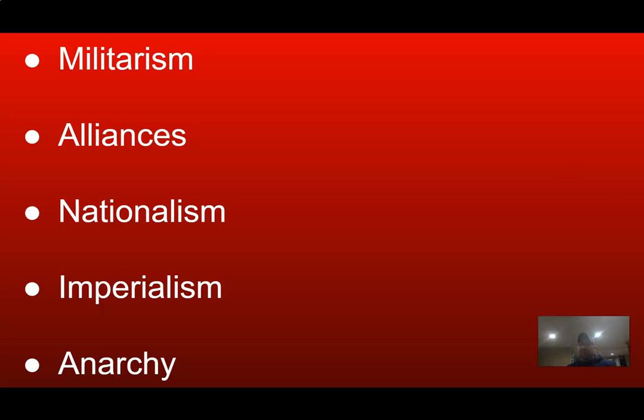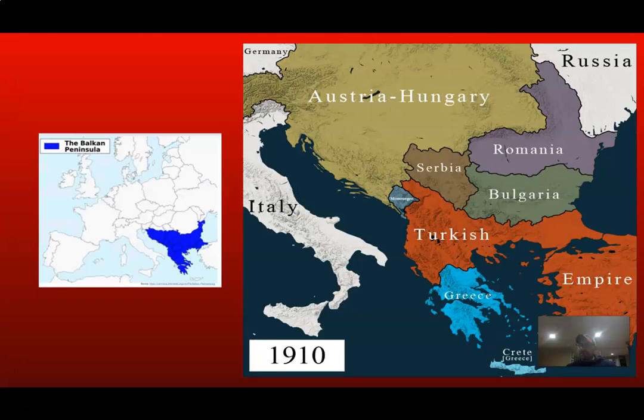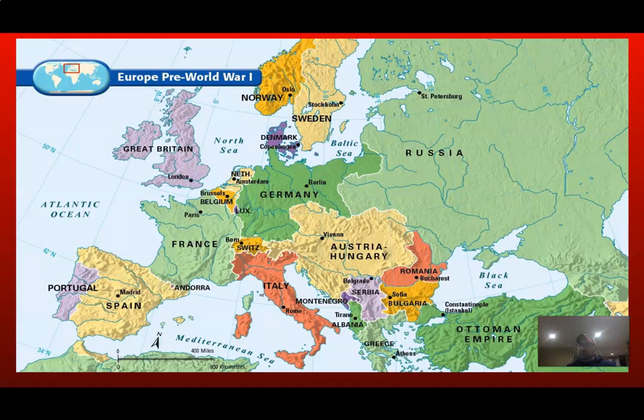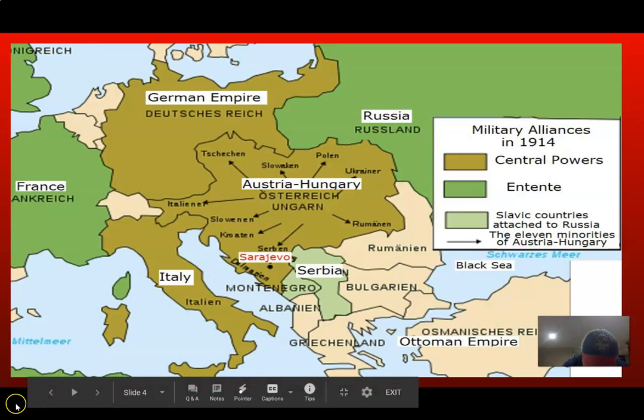So when we look at the alliances, just to get an idea, where's the map of the alliances? Of course, it's not here. All right, I'm going to stop this again.